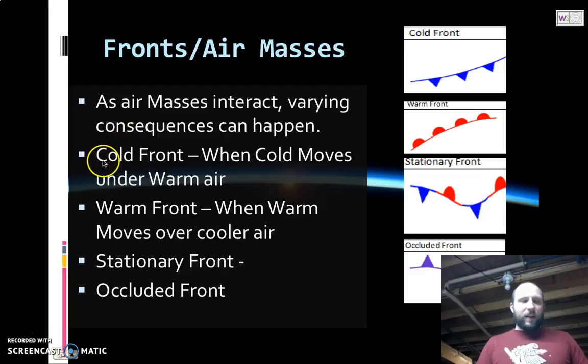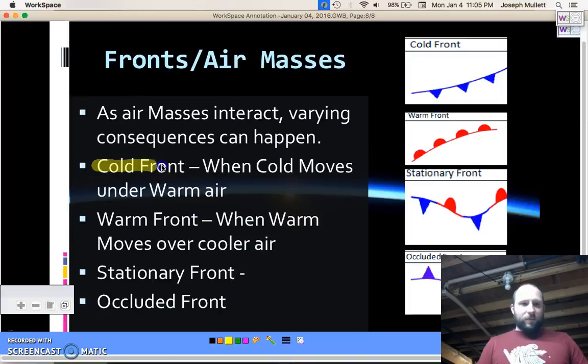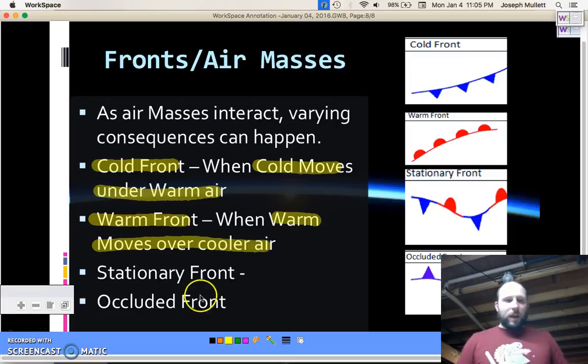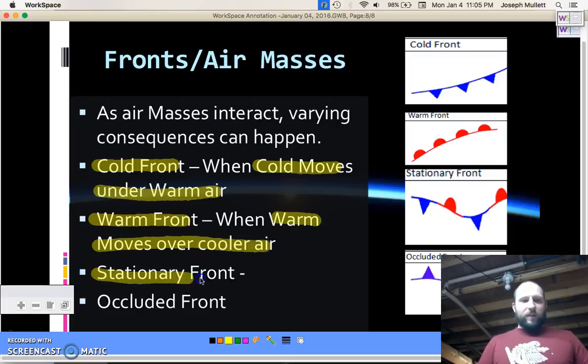Let's go and label it here as cold front, being what we see here. Cold front is when cold moves under warm. A warm front is when warm moves over cooler. And a stationary front, obviously, is when you've got nothing happening. And an occluded front is when you've got a bunch of fronts occurring at once. And I'll explain these last two here in a moment.